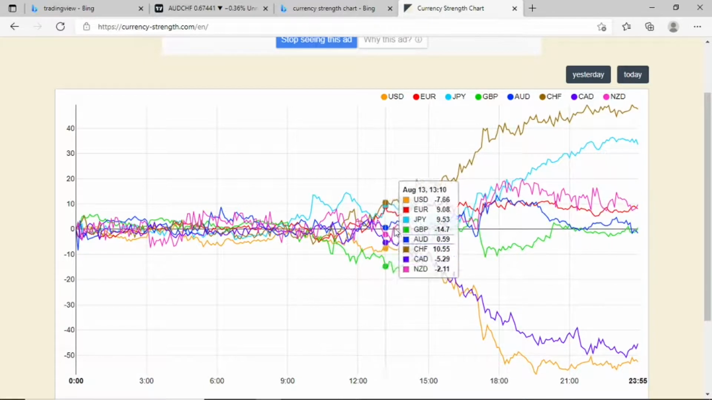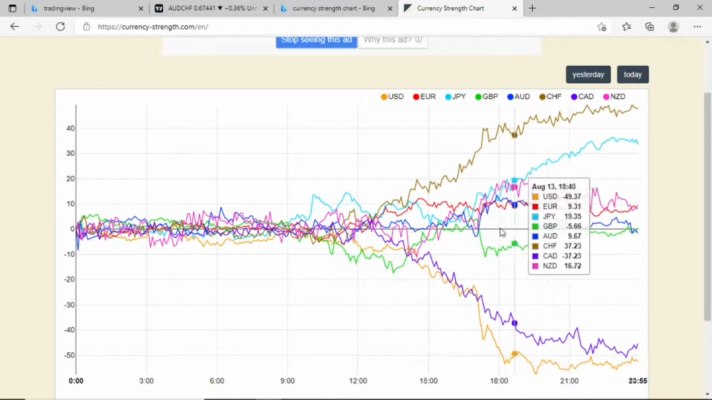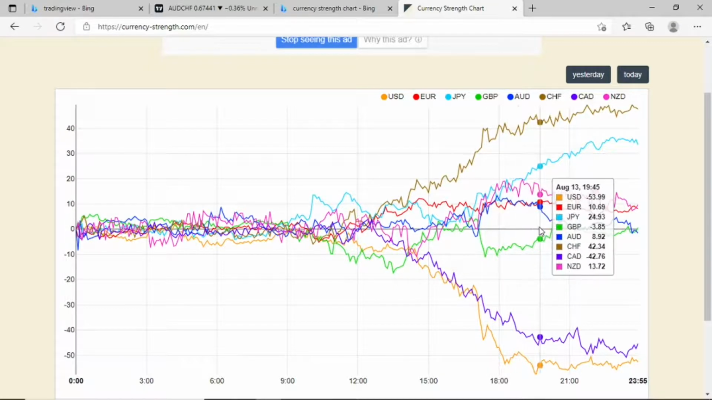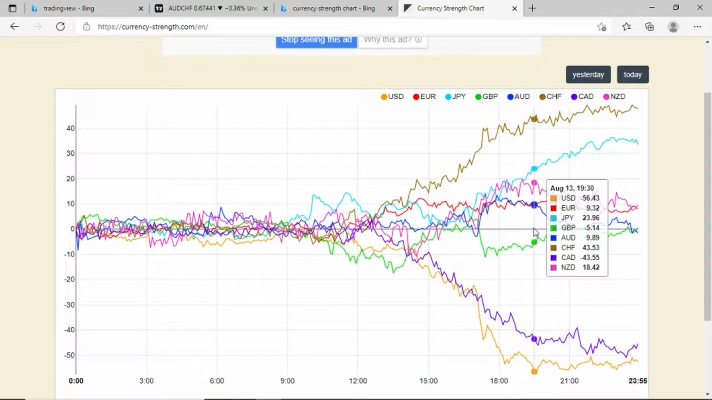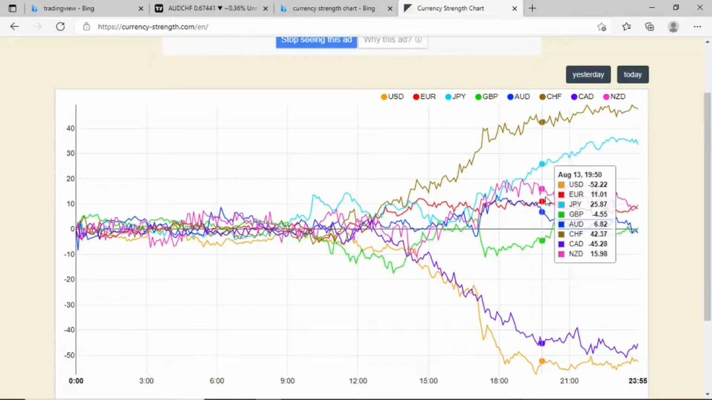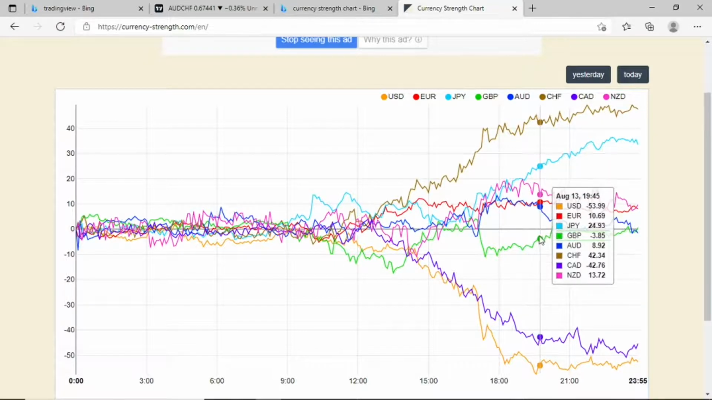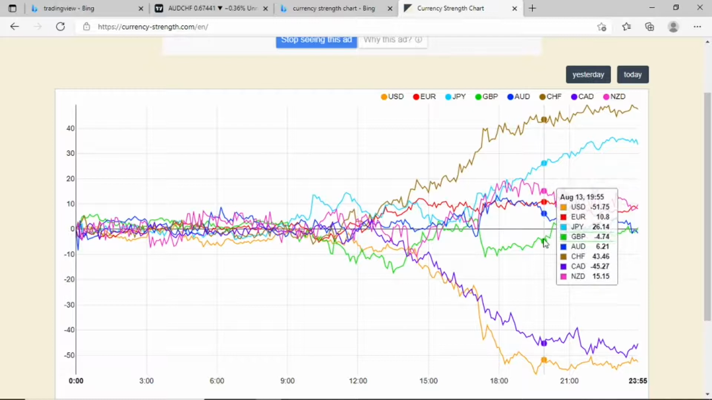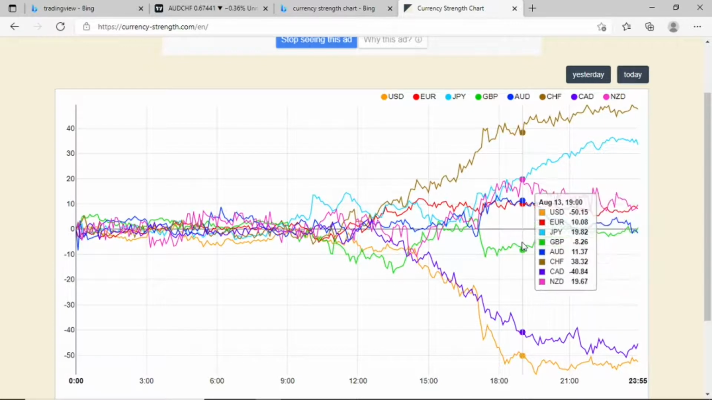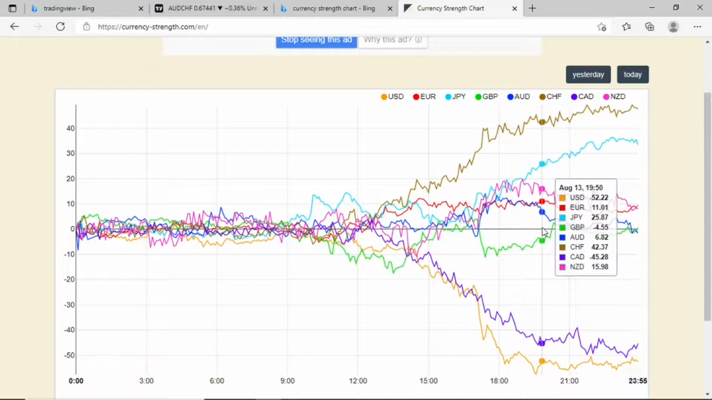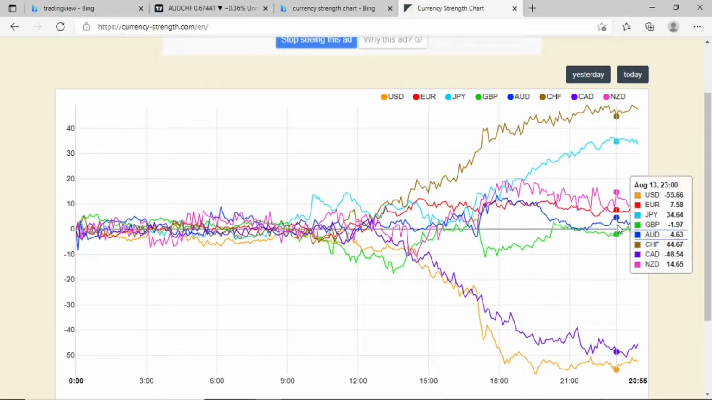As you can see right here, we have this horizontal line in the middle. All the currencies that are above this horizontal line are considered to be strong currencies, and all the currencies that are below this horizontal line are considered to be weak currencies. So how I identify the currency pairs that are most likely to move, I just come and look at the strong and weak currencies.